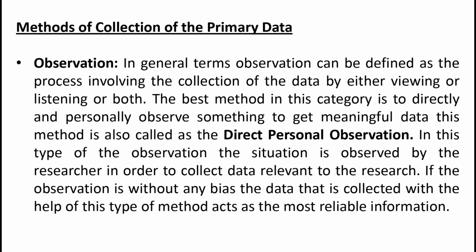In this type of observation, the situation is observed by the researcher in order to collect data relevant to the research. And if the observation is without any bias, the data that is collected with the help of this type of method acts as the most reliable information. Observation involves watching and noting what happens naturally without any intervention and manipulation by the researcher.